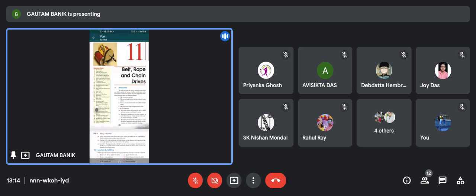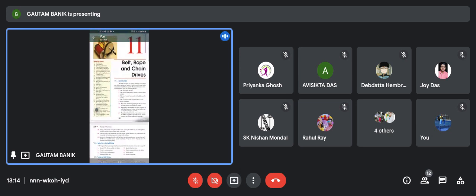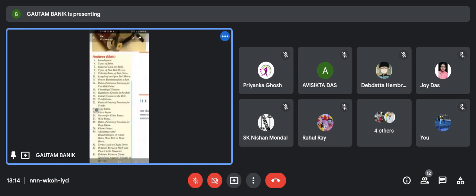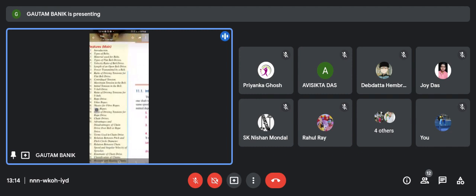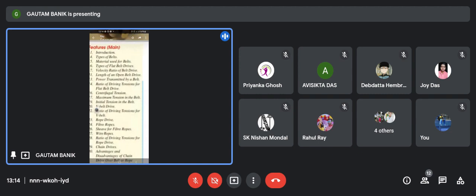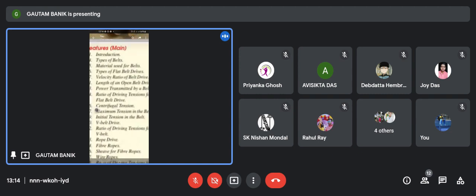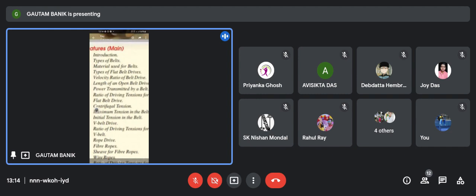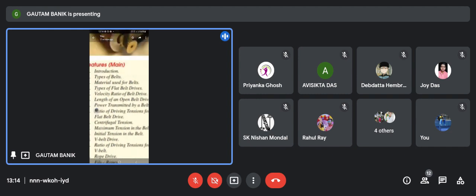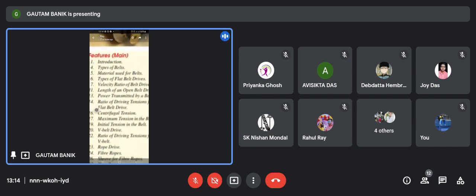This is a chapter from the Kurmi book. This is the main highlight given in this part. The types of belt drive, introduction. What is belt drive? That introduction is given. Type of material used for belt. Types of belt. Types of flat belt drive. This is actually the flat belt.